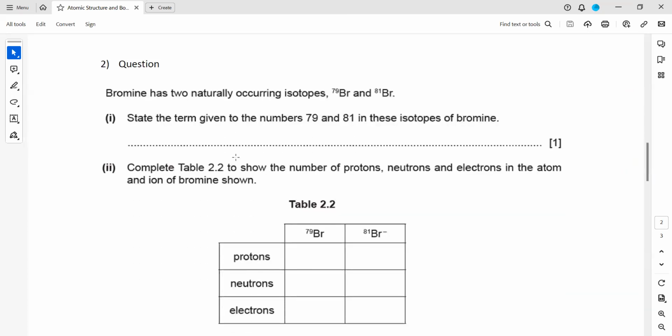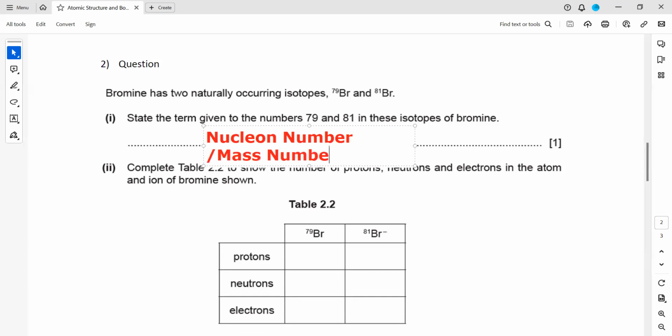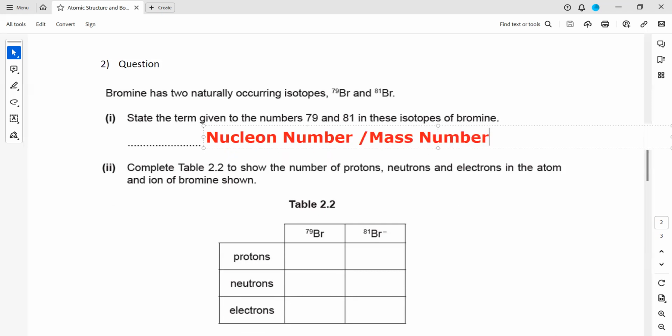Then bromine has 2 naturally occurring isotopes, which are bromine 79 and 81. State the term given to the number 79 or 81. So what we call that is the nucleon number. You can say nucleon number or you can also say mass number. Nucleon number means the total sum of neutrons and protons which are present inside an atom.